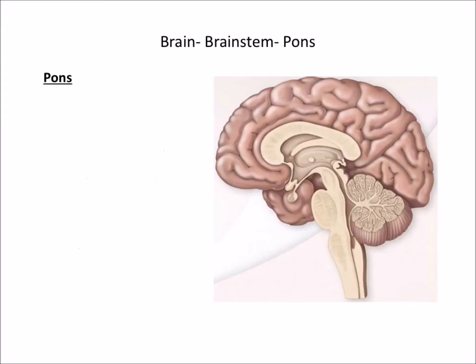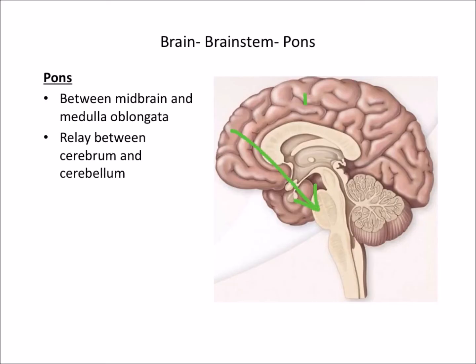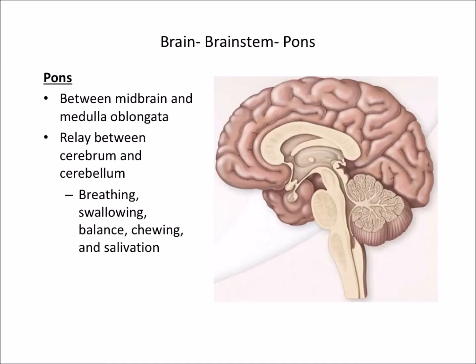The second part of the brainstem is the pons, and the pons is found between the midbrain and medulla oblongata, and serves as the relay between the cerebrum and cerebellum, and is involved in controlling breathing, swallowing, balance, chewing, and salivation.